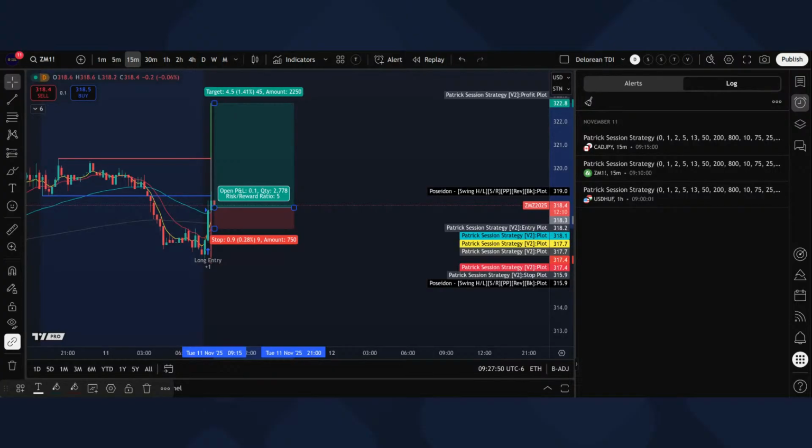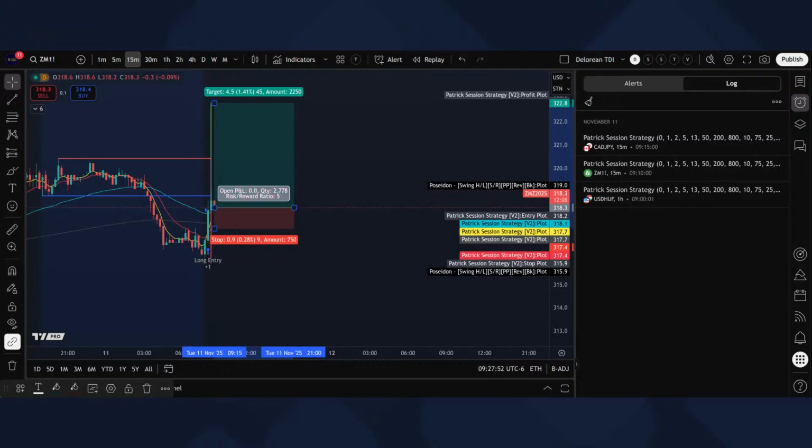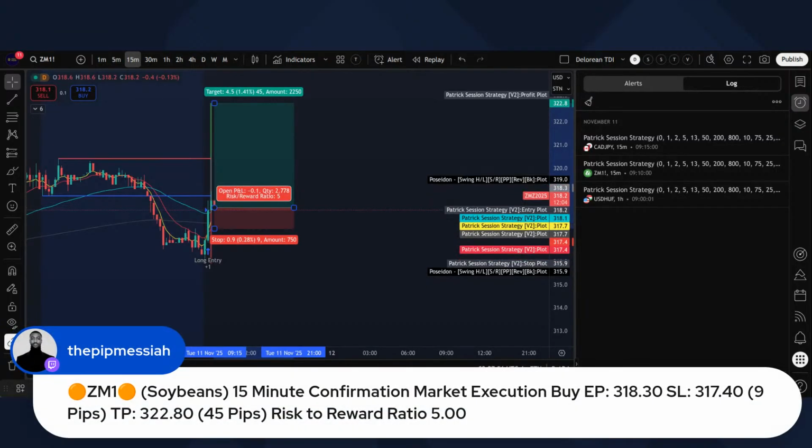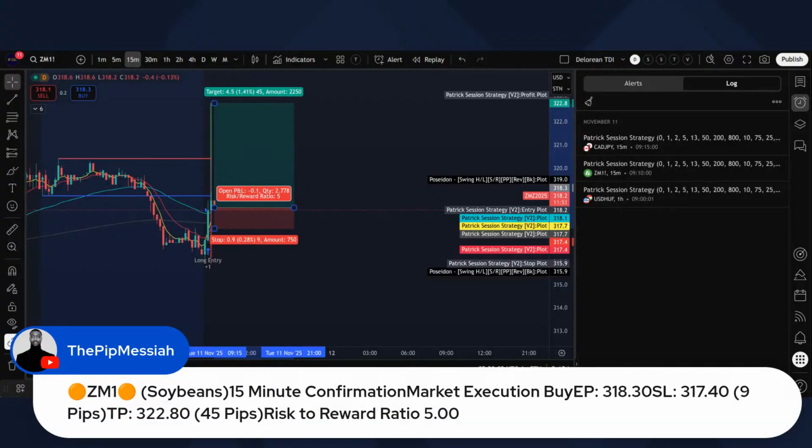Here's your call for Twitter. Here's your call for everyone else. We got ZM1 soybeans, 15-minute buy. The entry price is 318.30. The stop loss is 317.40 for 9 pips. The take profit is 322.80 for 45 pips, and a risk reward ratio of 5.